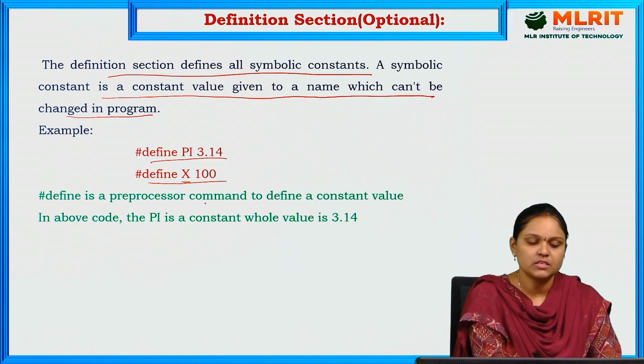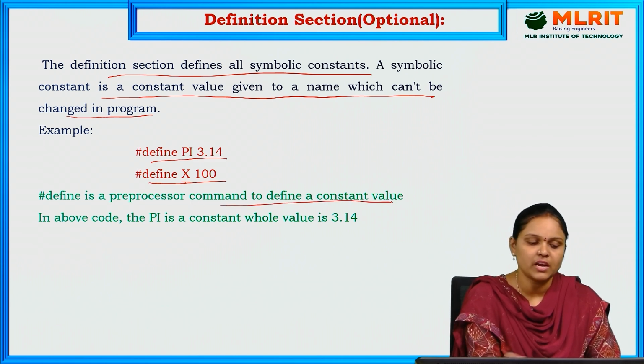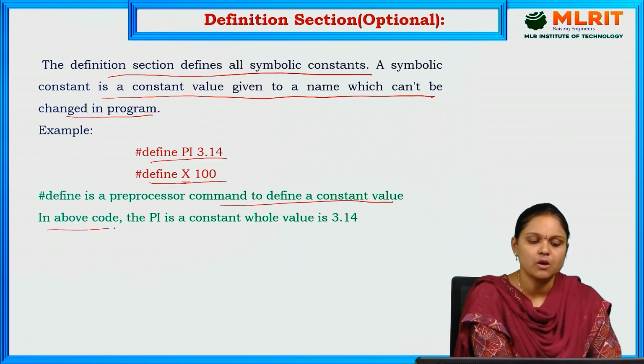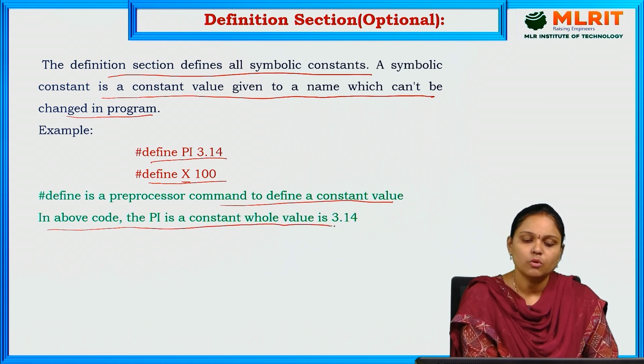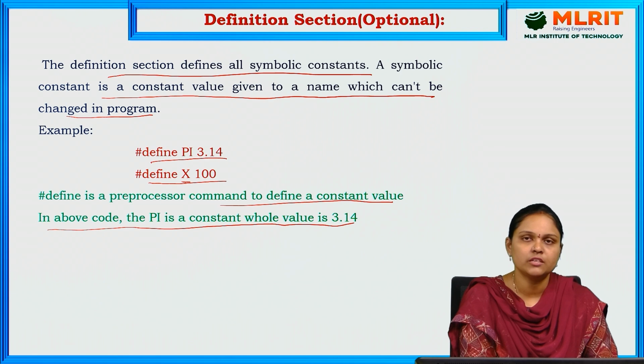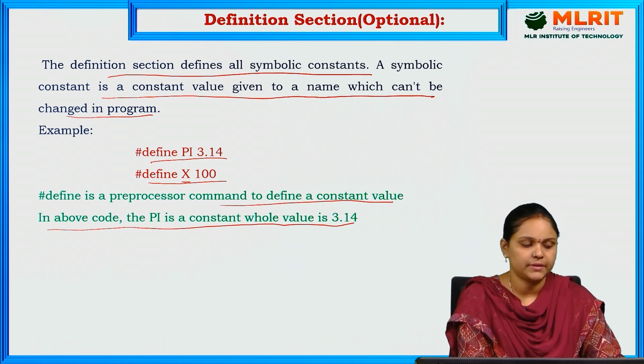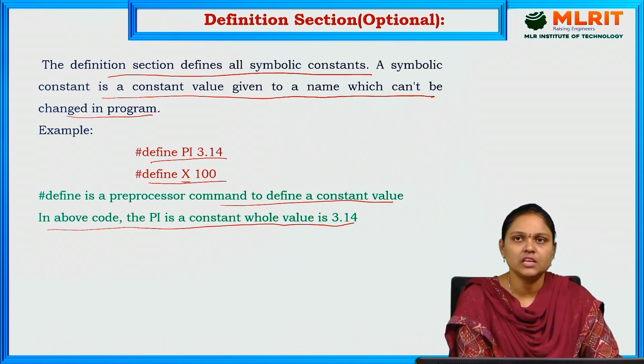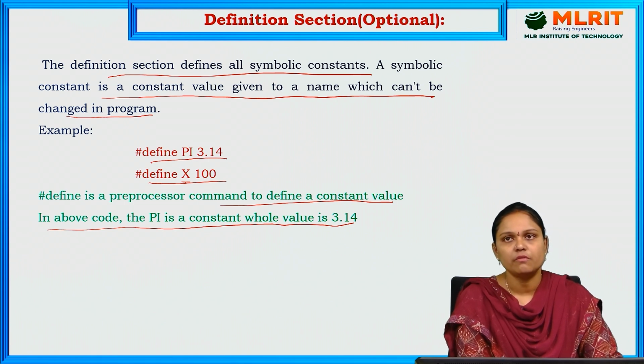#define is a preprocessor command. It is used to define a constant value. In the above code, pi is a constant whose value is 3.14. #define is also a preprocessor command. It's nothing but fixing a value as a constant, and we are not changing those values.